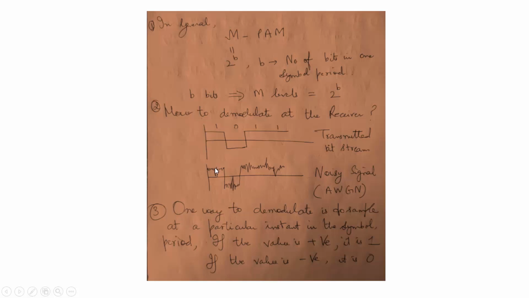We will try to find out the voltage at a particular point, and if it is a positive voltage, we will say that it is plus 5 volt, and we will make a decision that 1 was transmitted. And if the detected voltage is negative, then we will say it was minus 5 volt and 0 was transmitted. So one way to demodulate is to sample at a particular instant in the symbol period. If the value is positive, we will say it is 1. If the value is negative, it is 0.